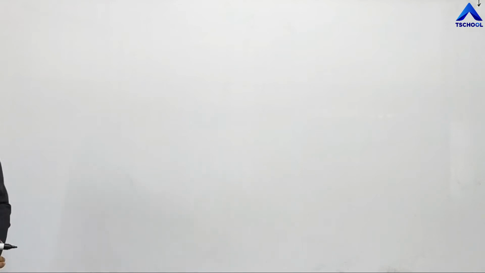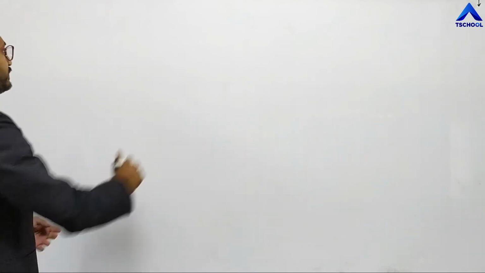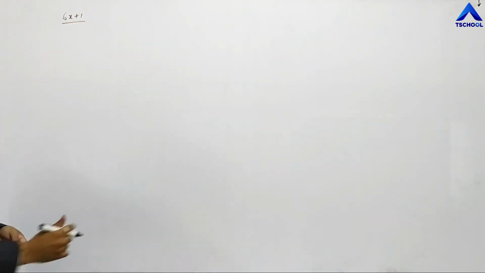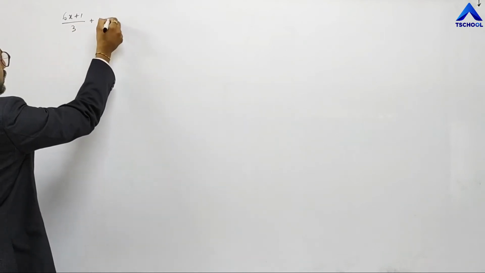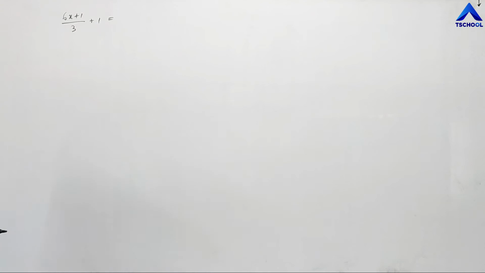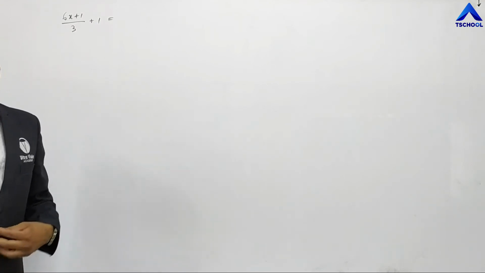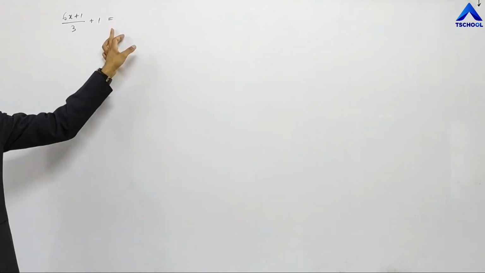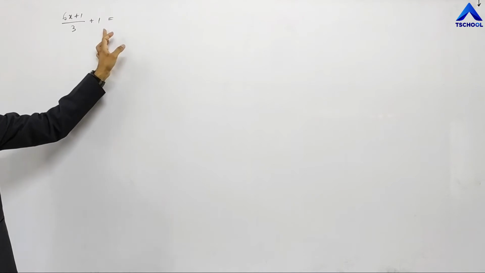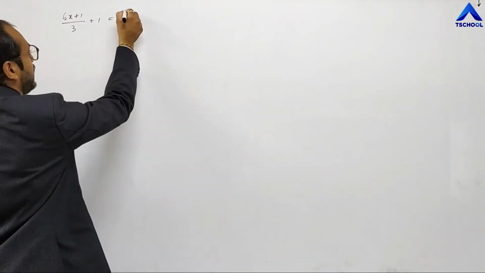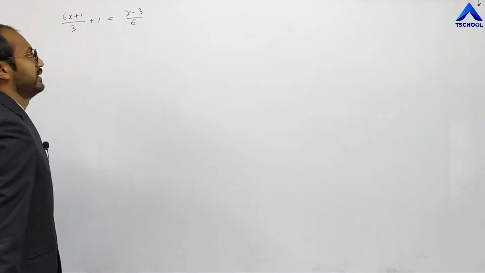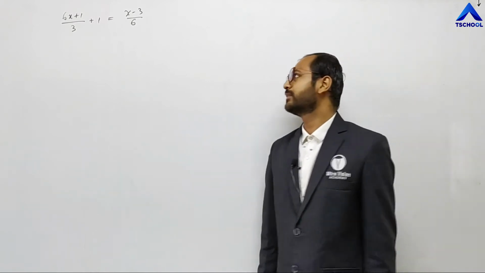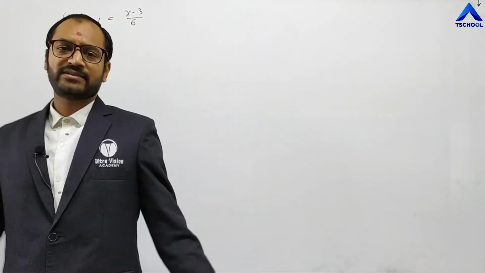Example number 16. Solve (6x plus 1) divided by 3 plus 1. Instead of minus, do this equal to, because here is the sign equals to. Here is a typing mistake. (6x plus 1) by 3 plus 1 equals to (x minus 3) by 6. That means we have to solve this. Now we have done many problems of this type, and it is so simple.